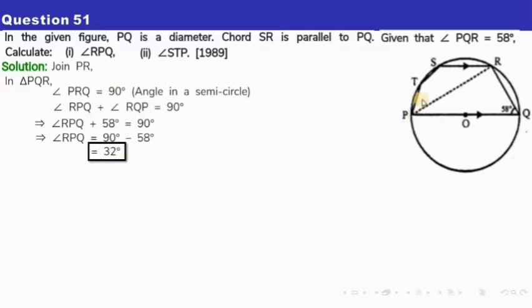Now let us have a look at this diagram carefully. SR and PQ both are parallel, so this line, that is PR, acts like my transversal. Now if this is my transversal, then this angle and this angle are alternate angles, so they will be equal to each other. Since this is 32, this is also 32 degree.